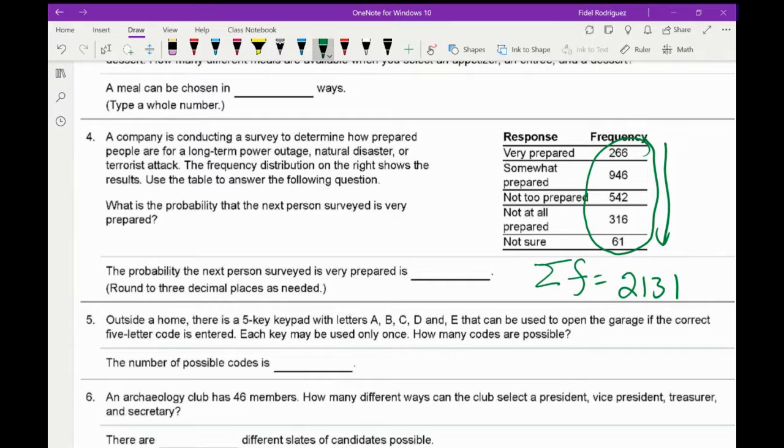And it says, what's the probability that the next person surveyed is very prepared, okay? So I'm going to look and say, which ones are very prepared? Well, the very prepared people were that 266. So I'm just going to take 266 and divide it by 2131. It's asking me to round it to 3 decimal places. So guys, on my calculator, I came up with 0.1248. To round it to 3 decimal places, I'm going to have to put 0.125. Okay. So there's my 0.125, and I got that one done. I'm glad you all asked me that question. I think it's a really, really great problem.